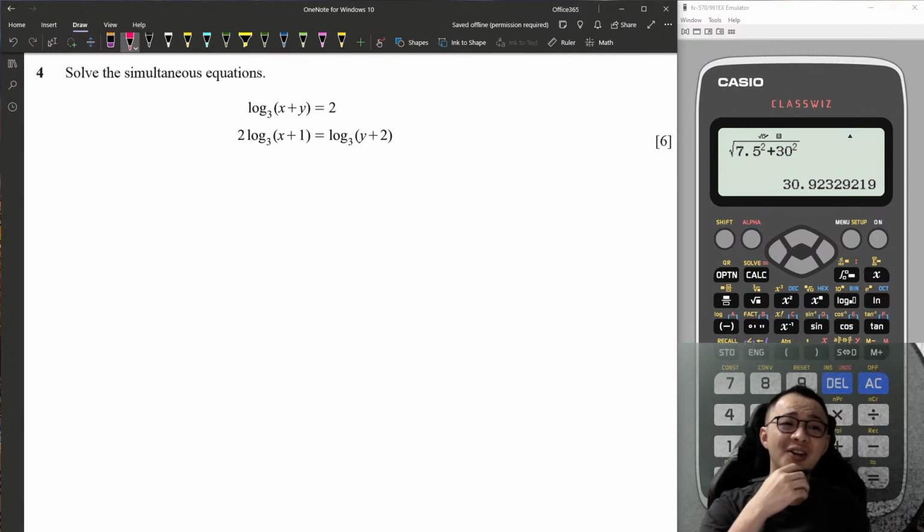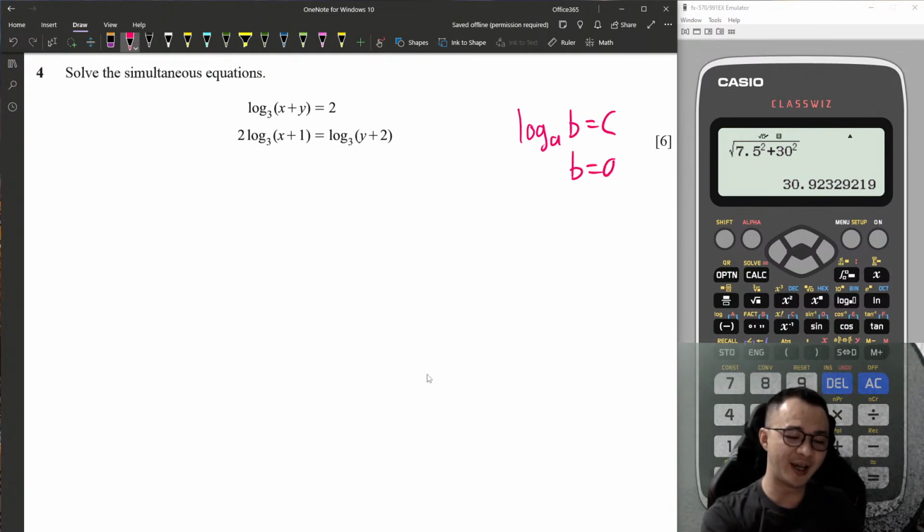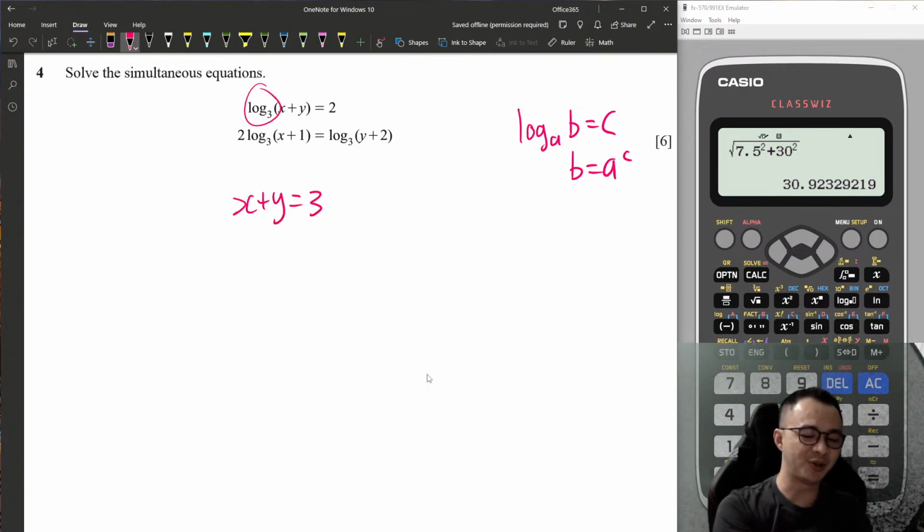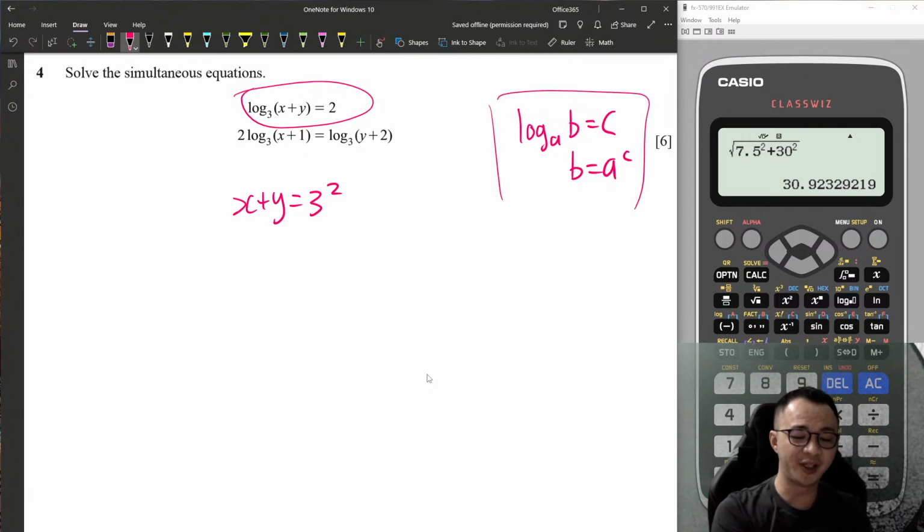Alright, log questions. So what we do is over here you should know about this formula: log base A of B equals to C, B equals to A power of C. Yeah, if you know this one, I can throw my log 3 to the other side. x plus y will become 3 power of 2, which is 9. I just use one step to get rid of the log. Do you see that I'm following this step?